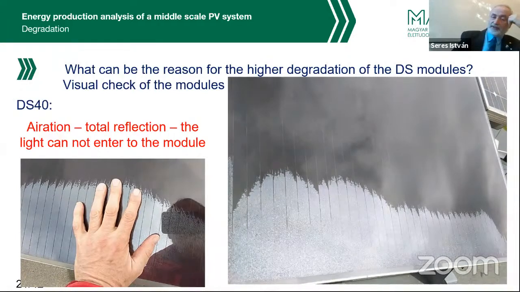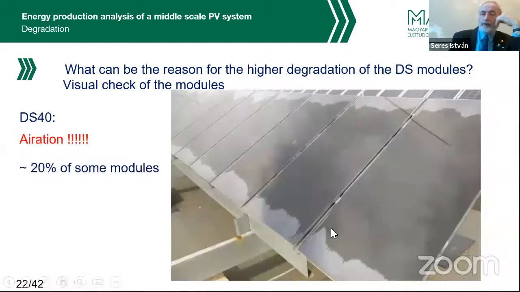And of course, if it is reflected back, then it cannot go to the absorber surface of the module. That means that this part is not working properly. In some cases, we could see this effect almost in all rows, and in other cases, it was a very, very partial effect.